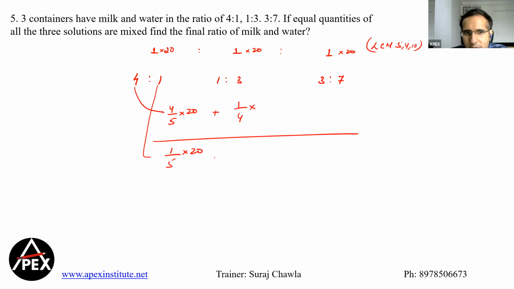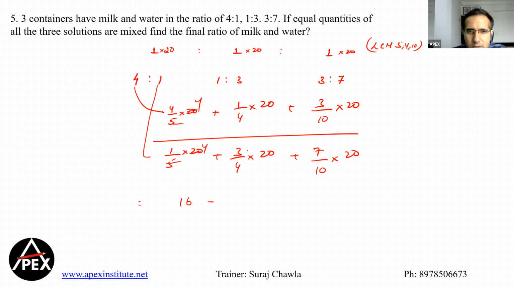1 by 4 of 20. 3 by 4 of 20. 3 by 10 of 20. And 7 by 10 of 20. 5 ones are 5, fours are. This is also 4. So what do I get?